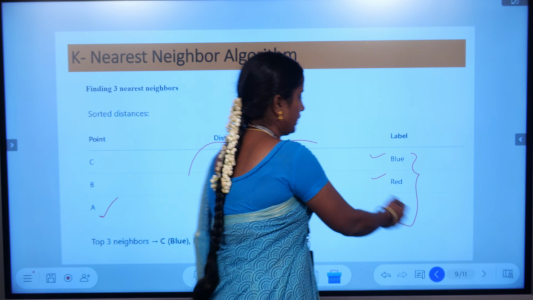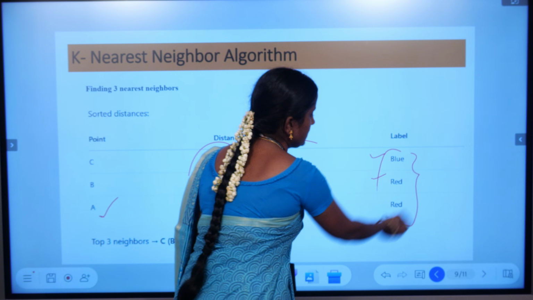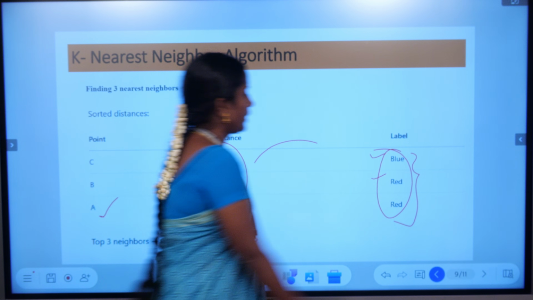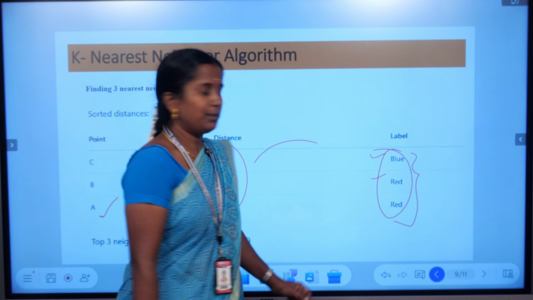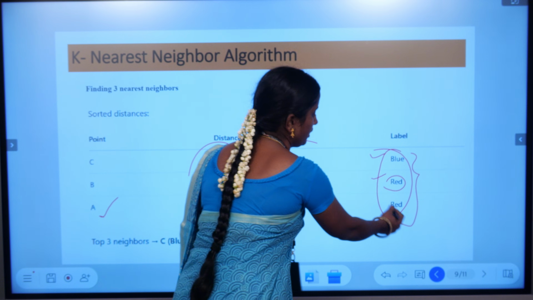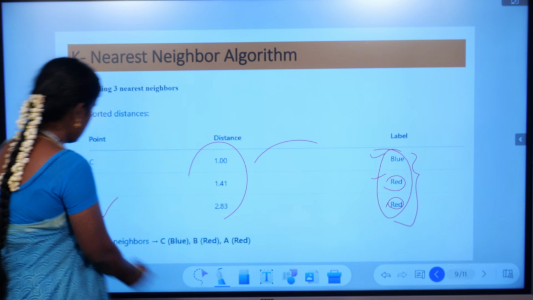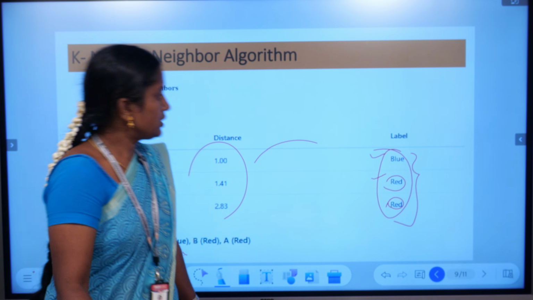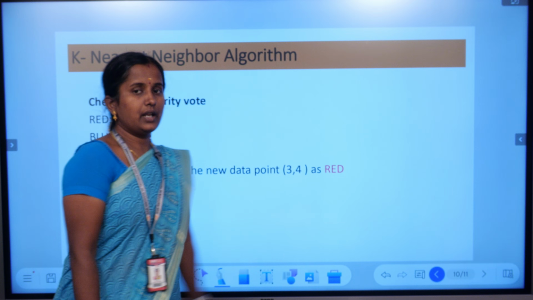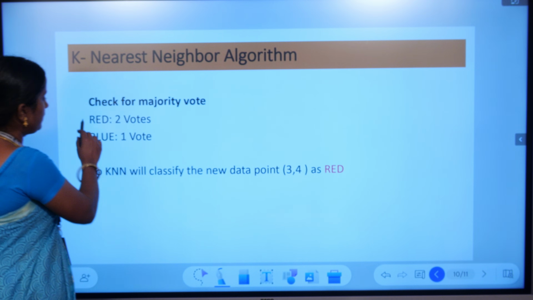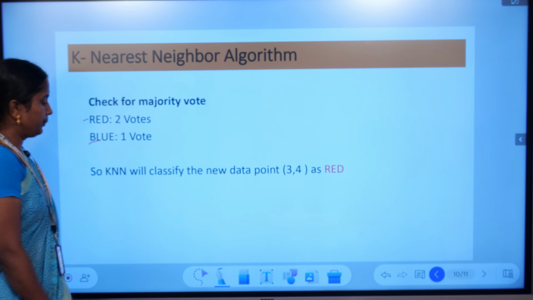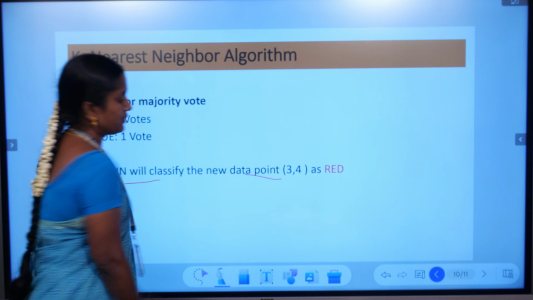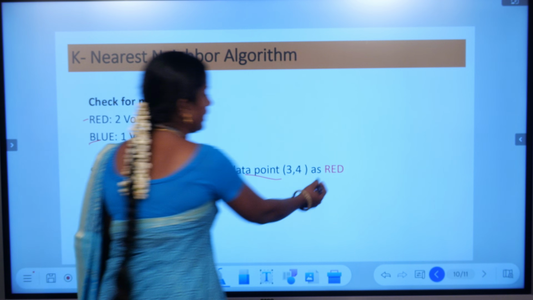majority voting. So out of these 3, what is the majority label? The majority label is red. So the test data X belongs to the red category. So this is how the KNN algorithm works. We have 2 red and 1 blue, so KNN classifies the new test data as the red label.